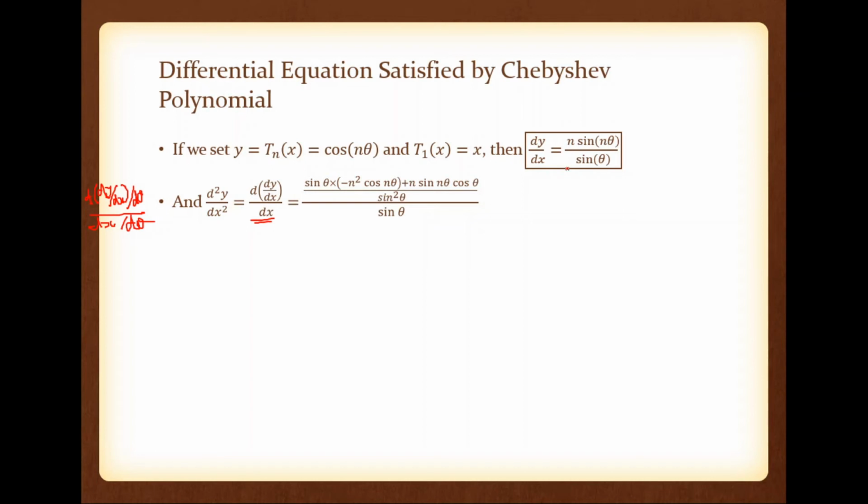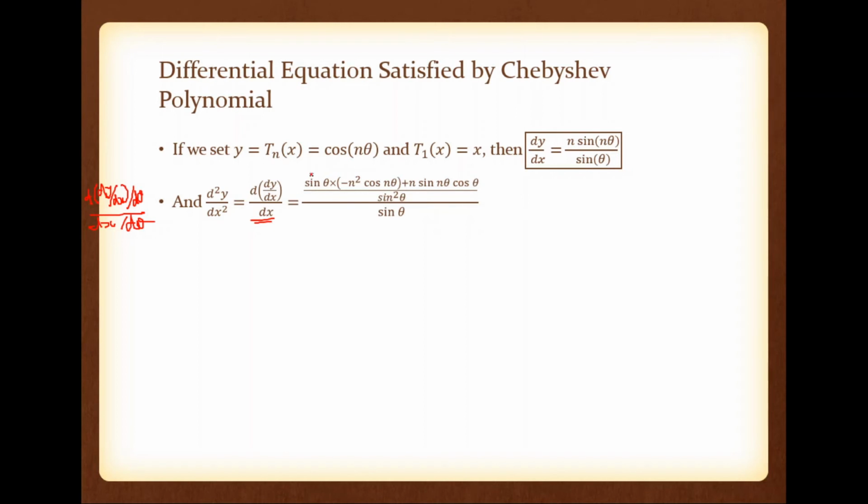So what is the differentiation of dy by dx, this particular term, with respect to theta? It is sine theta into n square into minus cos n theta, minus n sine of n theta into minus cos theta, divided by sine square theta. After solving that, we have sine theta into minus n square cos n theta plus n sine n theta cos theta, divided by sine square theta.